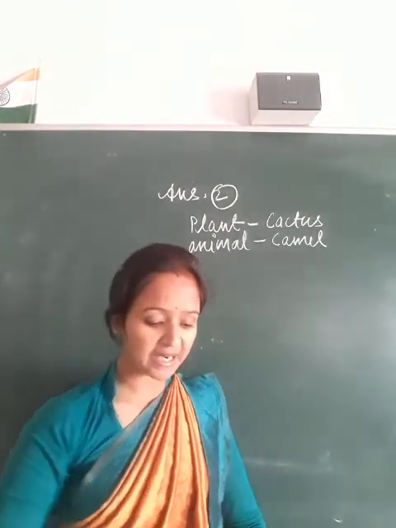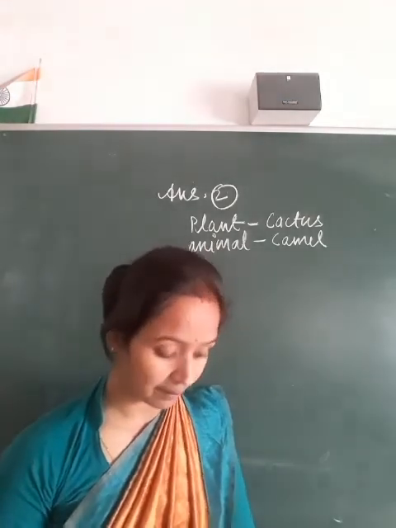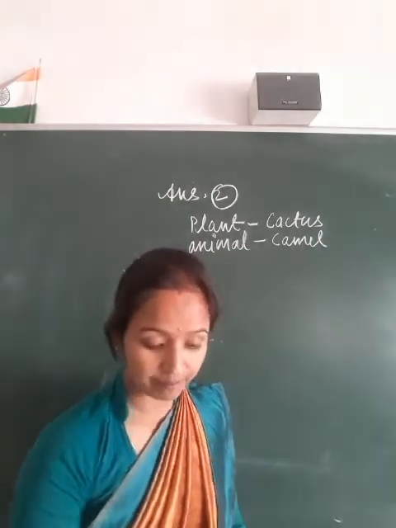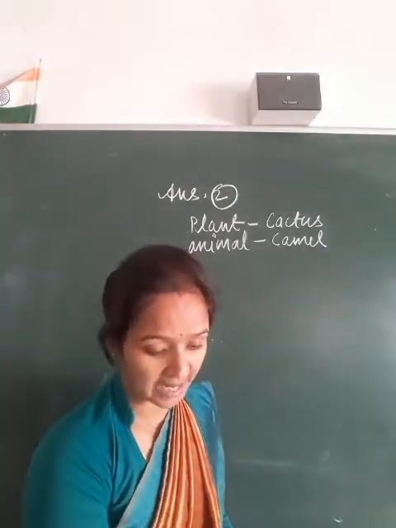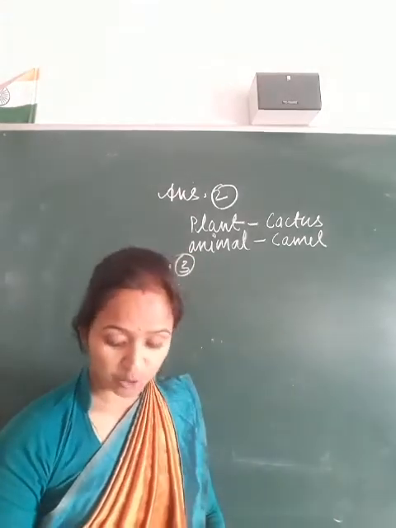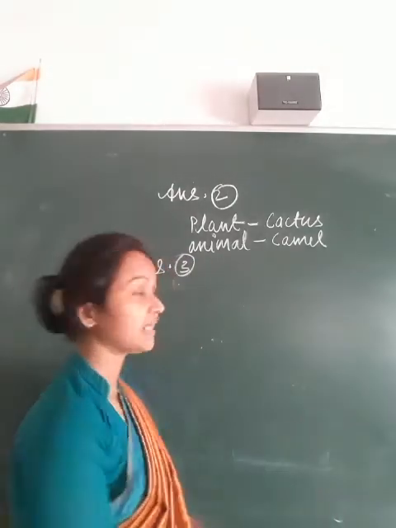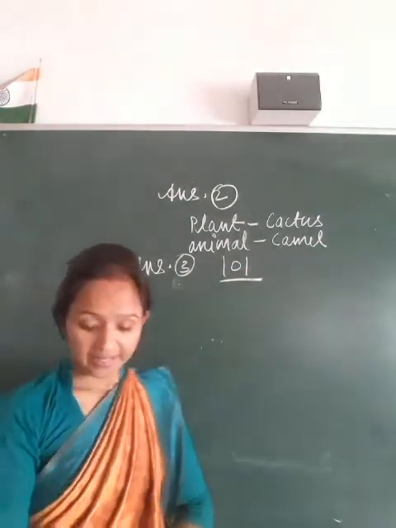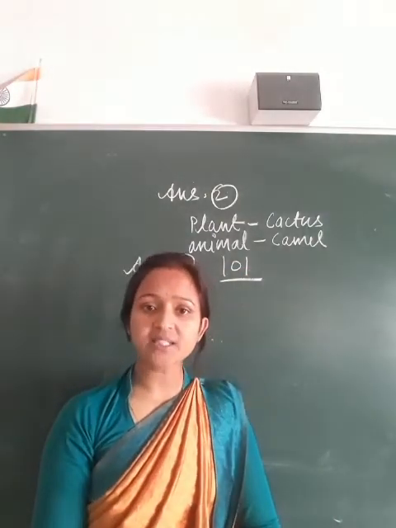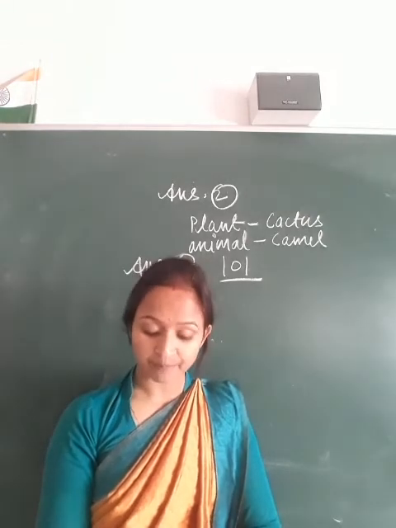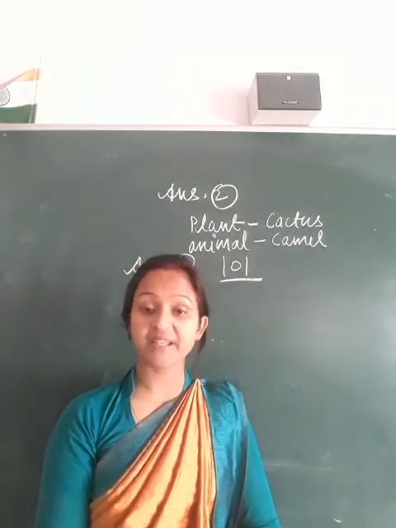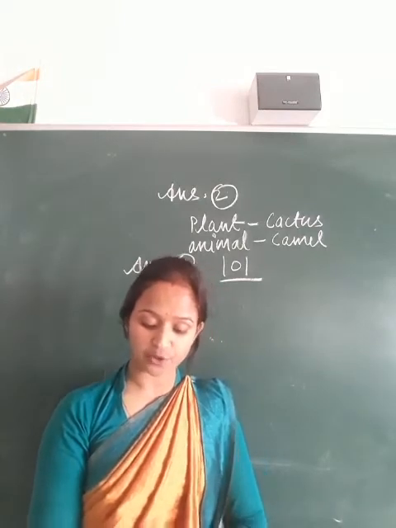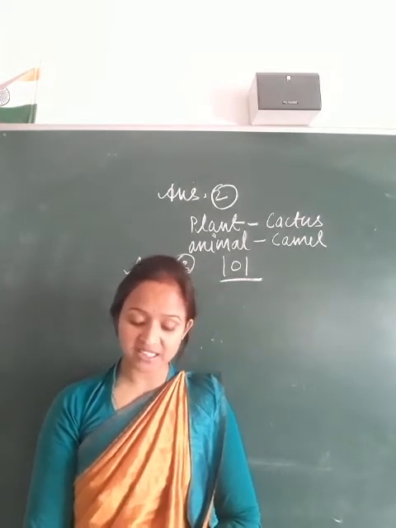Now come to answer 3. Name the types of plants based on their habitat. Types of plants on the basis of habitat are given on page number 101. Heading is types of plants on the basis of habitat. Hydrophytes living in water like lotus, water lily, water hyacinth, water chestnut, singara, aquatic plants.